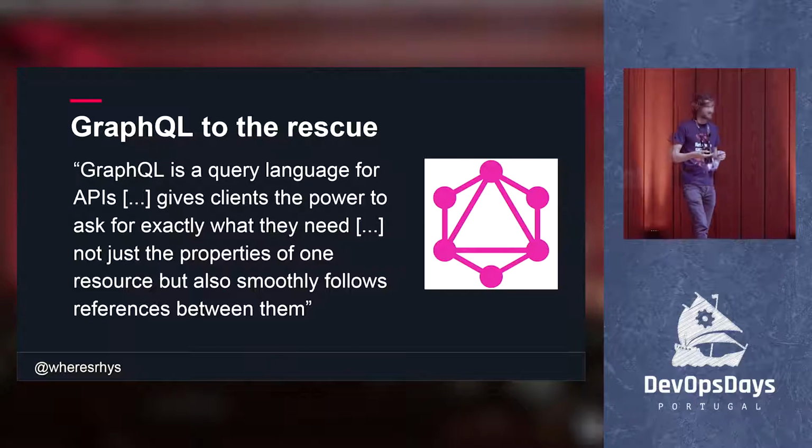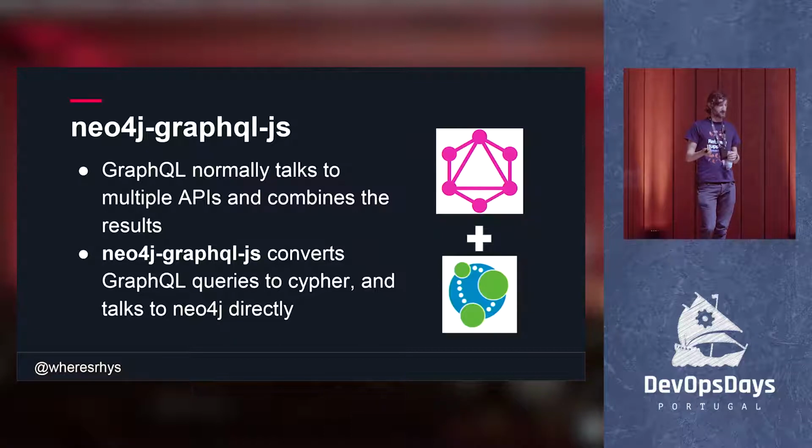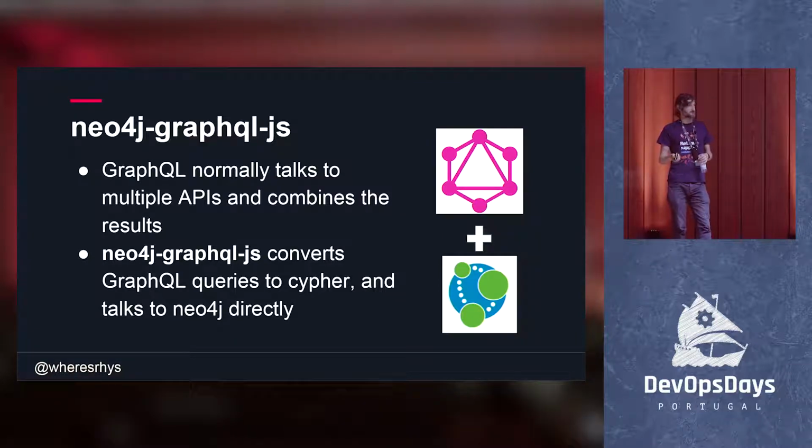So to the rescue, GraphQL, which is an API language designed for traversing graphs. It's purpose-built for this. And then, luckily, around the time we started this project, Neo4j, the database vendor, released a library to provide a GraphQL API in front of the database.